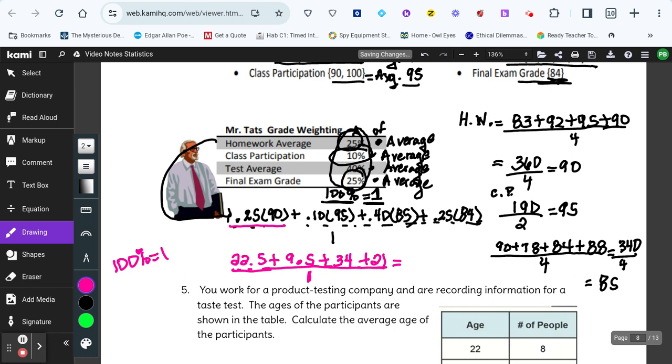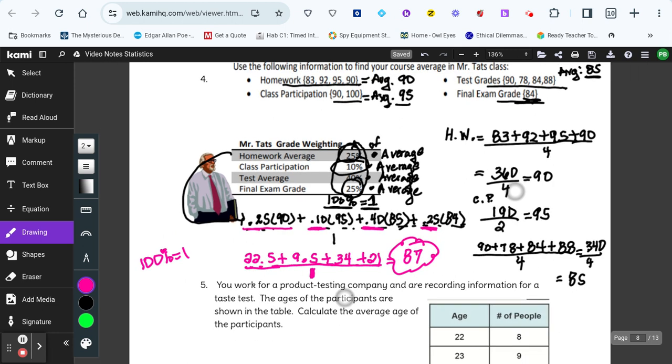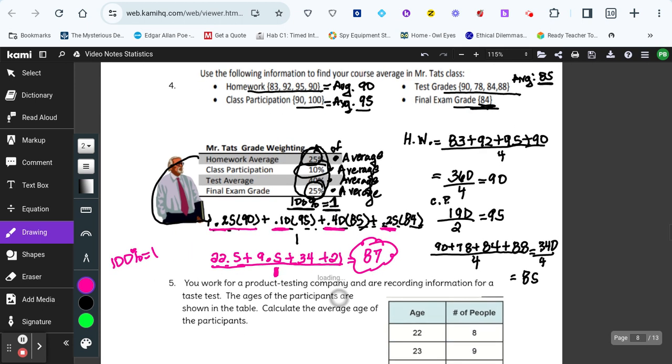It's one thing. If you add up 0.25, 0.10, 0.40, and 0.25, you're going to get 1, guys. It's like a quarter plus a quarter is 50 cents, and 40 cents plus 10 cents is another 50 cents. 50 cents plus 50 cents is that dollar, okay? All right, so let's take 22.5, add it to 9.5, add it to 34, and add it to 21, and we get an 87. Now, everybody knows 87 divided by 1 is just 87. So for Mr. Tate's class, you will have an 87 for your final grade. And that is how we do it in PowerSchool.